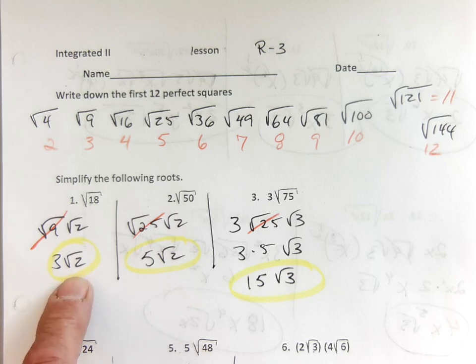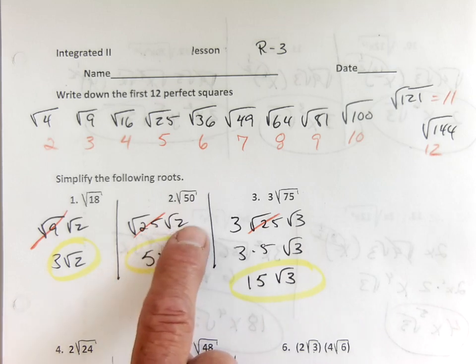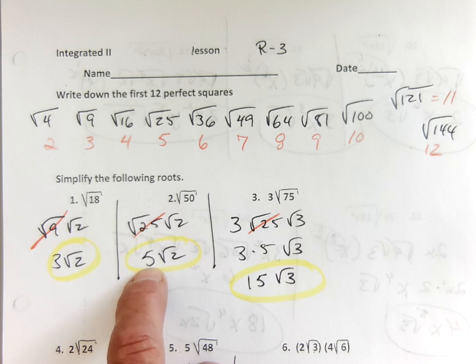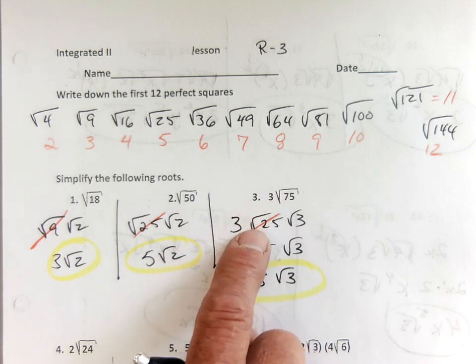Oh, we've done this before. 50, I need one of these numbers again. So 25 times 2, so square root of 25, square root of 2. Square root of 25 is 5. There is no easy square root of 2, so I just leave it as 5 times the square root of 2. Okay, this 3 on number 3 is a whole number, so I wrote it down.